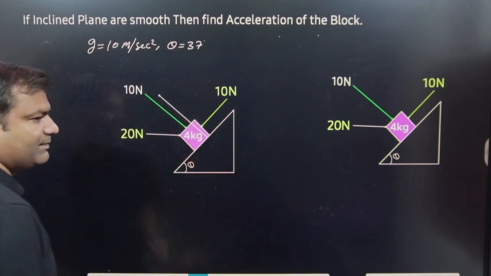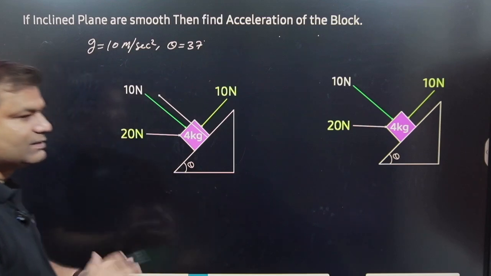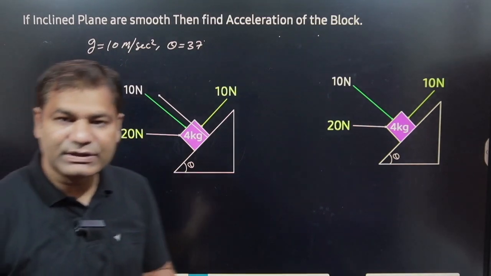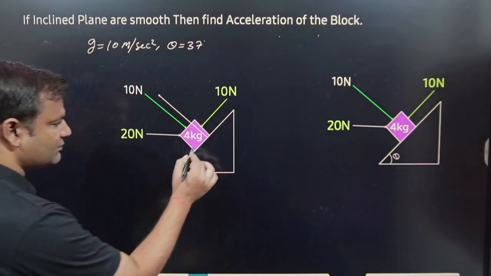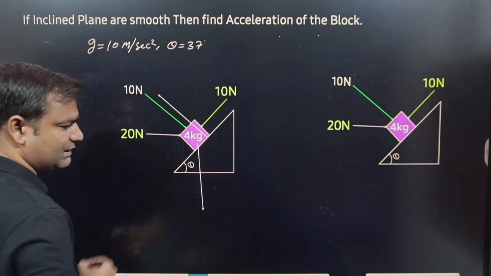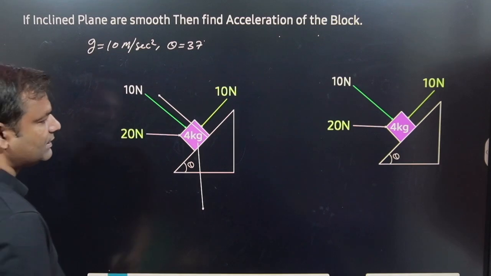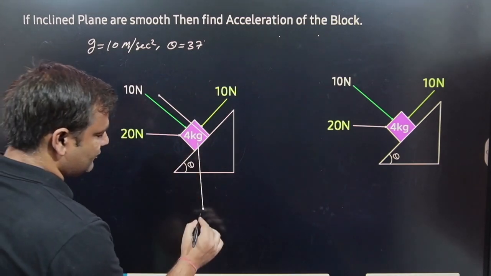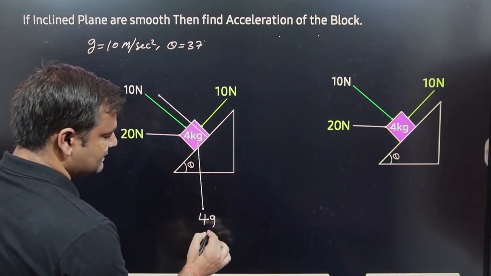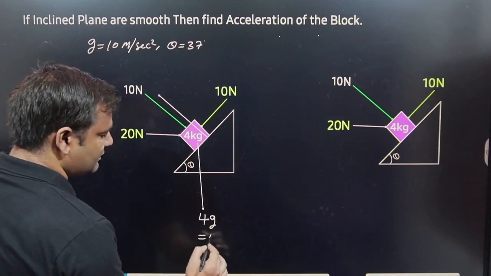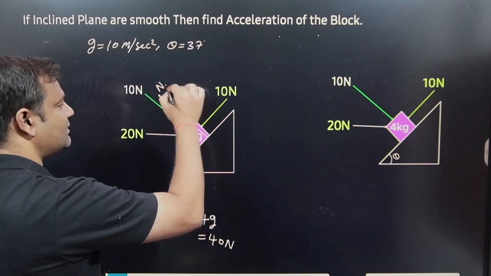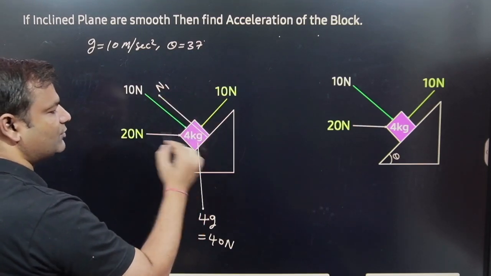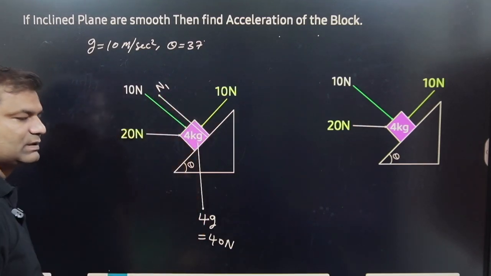Next, the indirect contact force, which is only due to gravity. Gravity always attracts downward, so it is written here as 4 into g. g is 10 here, so that is 40 Newton, and the normal force applied by the inclined plane on the 4 kg block is N1.